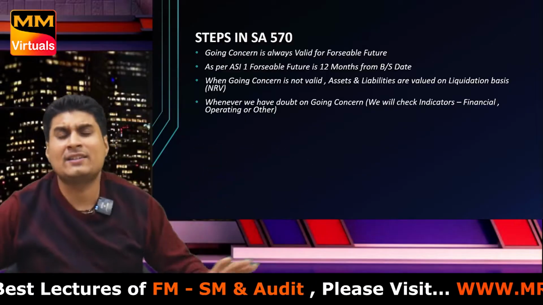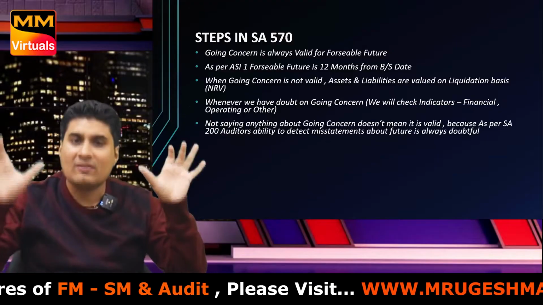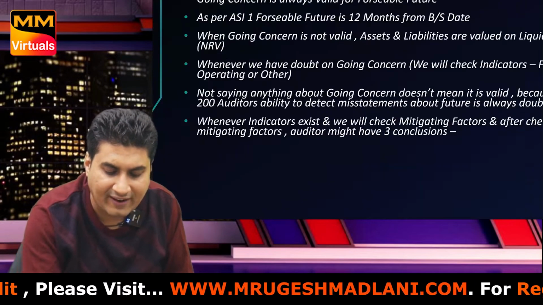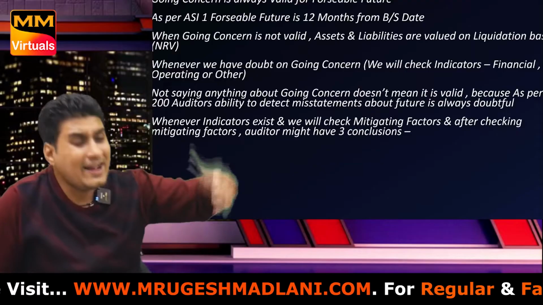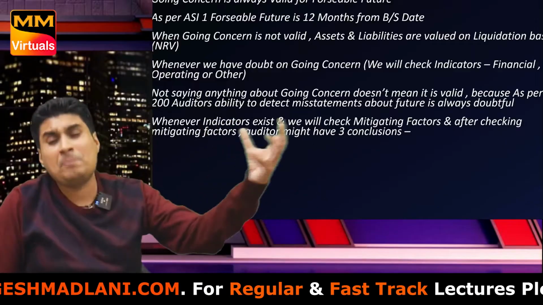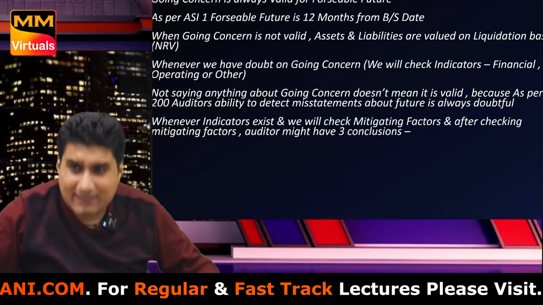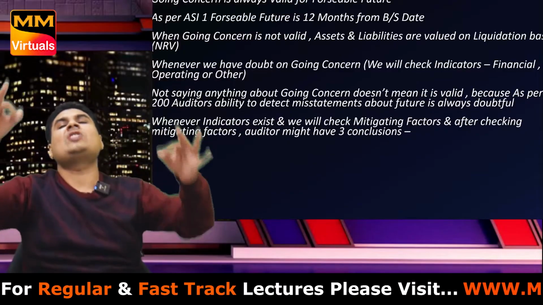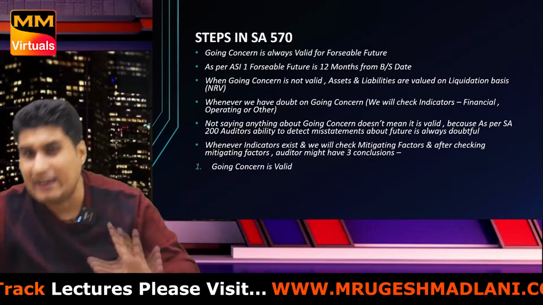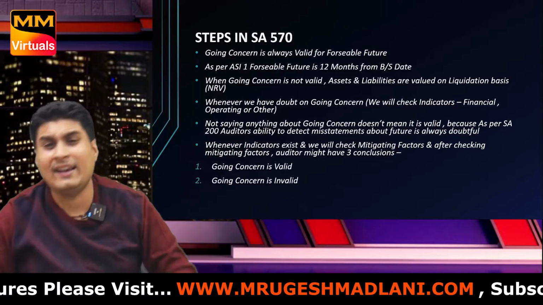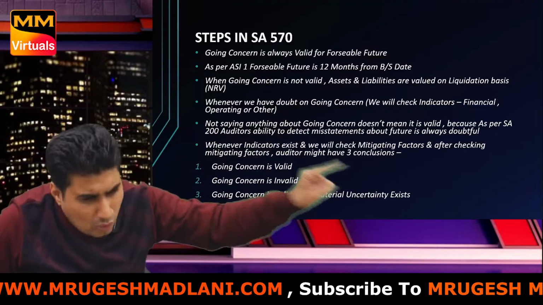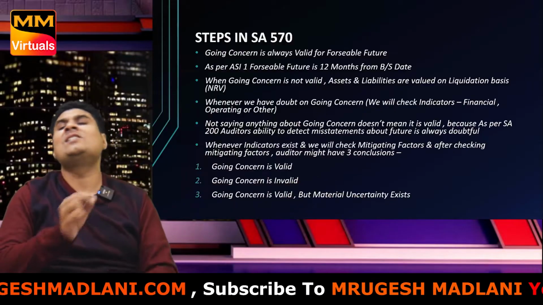If there are indicators, then what will we check? Mitigating factors. Whenever indicators exist, we will check mitigating factors. What are mitigating factors? Does management have a good plan? We feel going concern is not valid, but is the plan strong enough? Whenever there are indicators, we will do additional procedures, that is, check the mitigating factors. After checking, three conclusions can come. Going concern is valid, don't do anything. Going concern is invalid, of course assets and liabilities have to be shown at net realizable value. Last, going concern is valid, but material uncertainty exists.